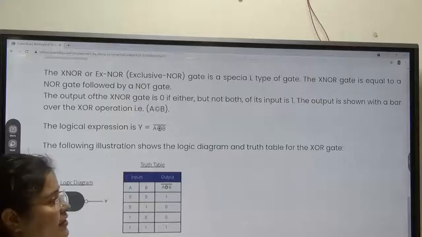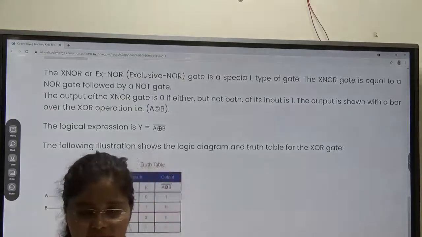The XNOR or EXNOR, exclusive NOR gate, is a special type of gate. The XNOR gate is equal to an XOR gate followed by a NOT gate. The output of the XNOR gate is 0 if either but not both of its inputs is 1. The output is shown with a bar over the XOR operation. Example: A ⊕ B bar. The logical expression is Y equal to (A ⊕ B) bar. The following illustration shows the logic diagram and truth table for the XNOR gate.